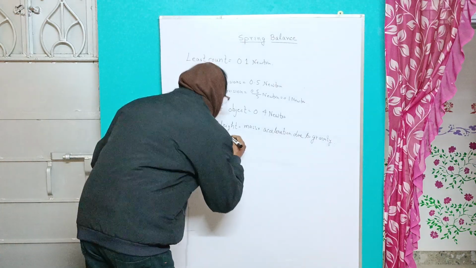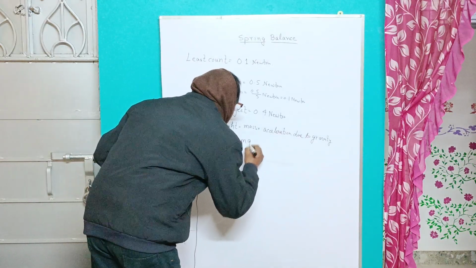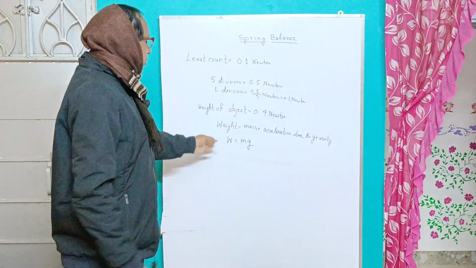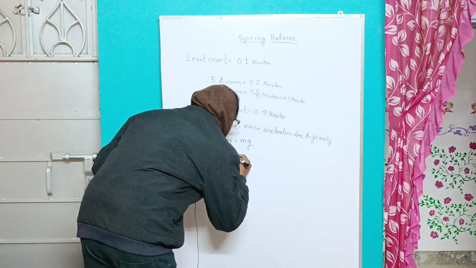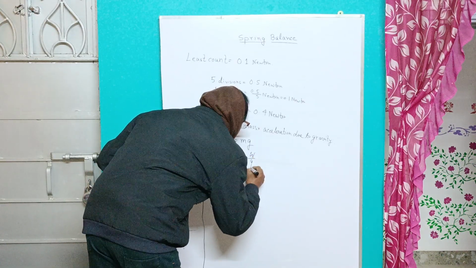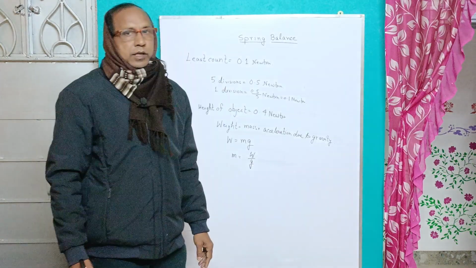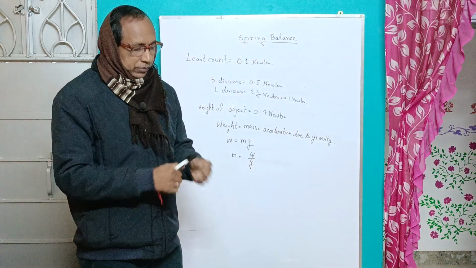For example, weight is equal to m into g. We want to find the mass of this object. If we know the weight, we can find the mass also. That means mass is equal to weight by g, w by g. If we divide weight by gravity, then we can find the mass also.